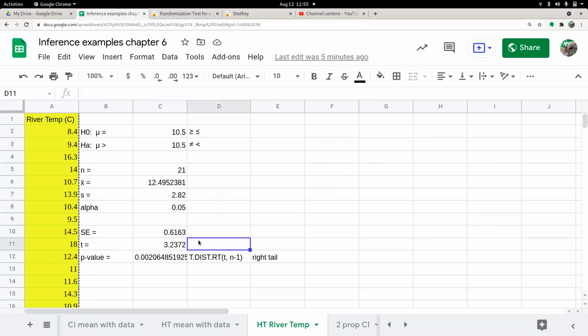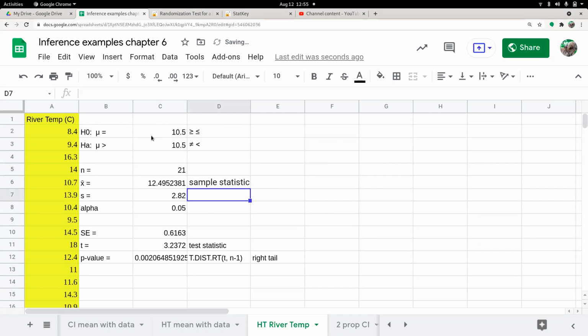and again, the t-score is what we call the test statistic. Test statistic. And my sample mean is also referred to as the sample statistic. And then we have the null value. So these are all important values. And then our p-value is the probability of getting a more extreme sample than the one we found, that 12.5 with a standard deviation of 2.82.